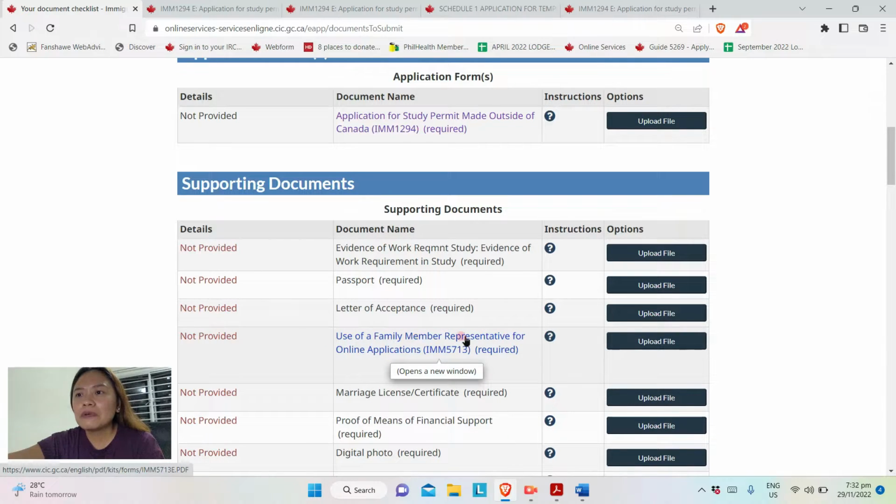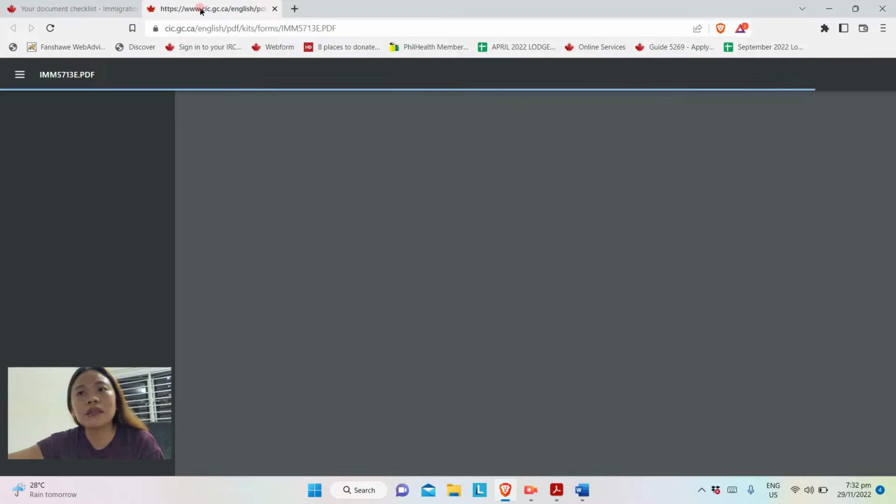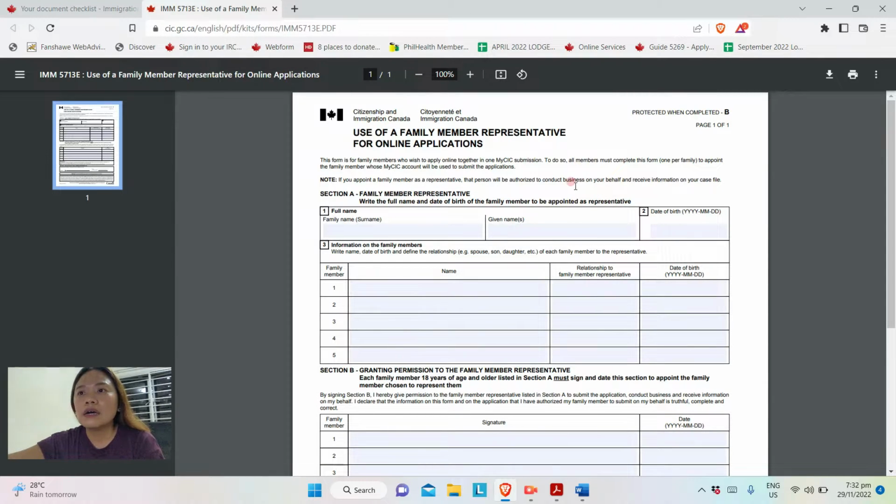Use of a family member representative for online application. So this form is about you being the representative of your whole family. So the main applicant or the student is the representative of the spouse and the child. So how do you fill out this form? It's very easy. Okay, number 1, full name, given name, and date of birth. This will be the main applicant's one.